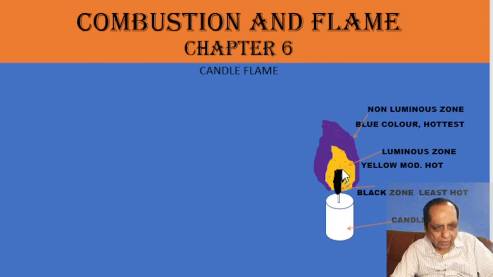So importantly there are 4 zones. Outside is at a very high temperature, and that is non-luminous. Below it is yellow in color, that is luminous, so that is at a moderate temperature, and below it is the black zone, which is at the least temperature, and it is slightly hot.